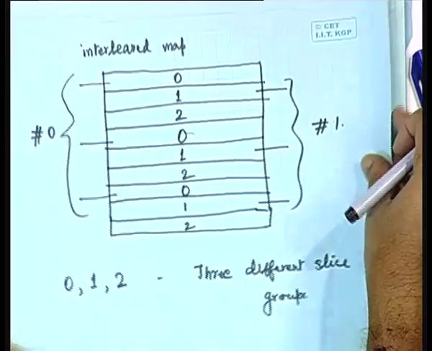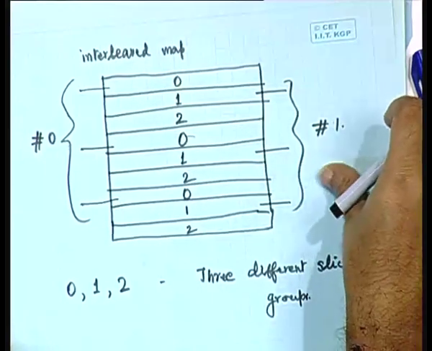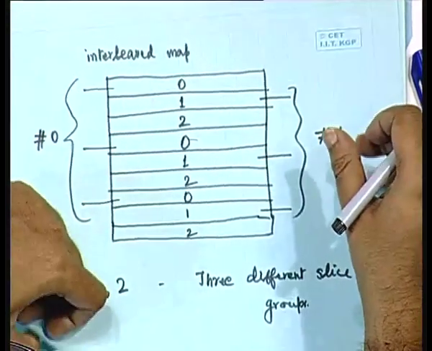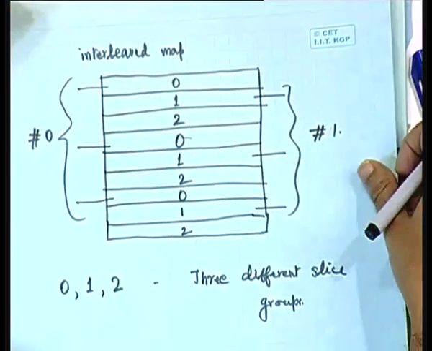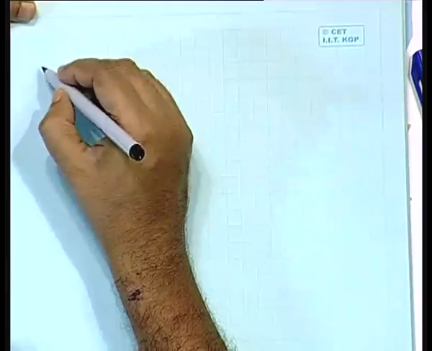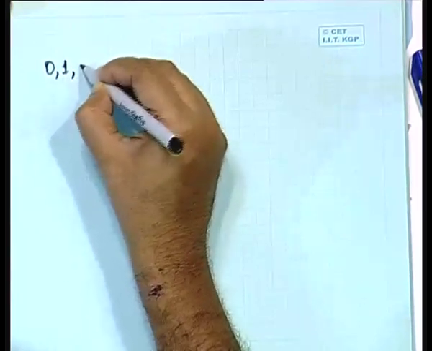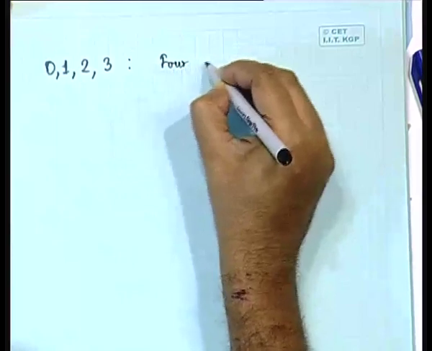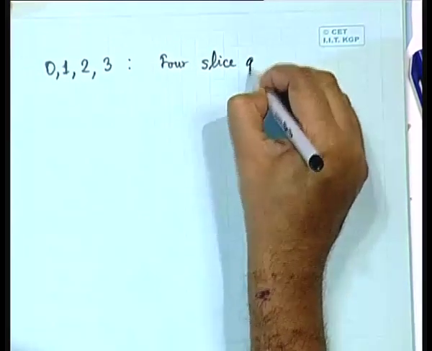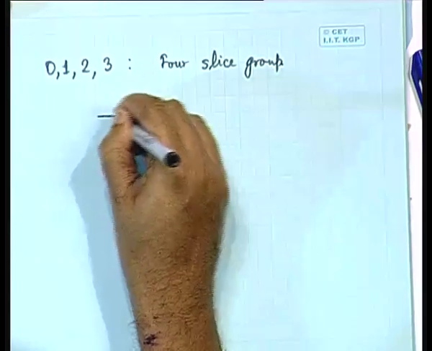Now, instead of forming an interleaved map like this, the slice groups may also form what is called the dispersed map. Just to show you an example of the dispersed map, let us say that we have 4 different slice groups numbered 0, 1, 2 and 3. So, let us consider 4 slice groups. Again, how to organize these 4 slice groups?